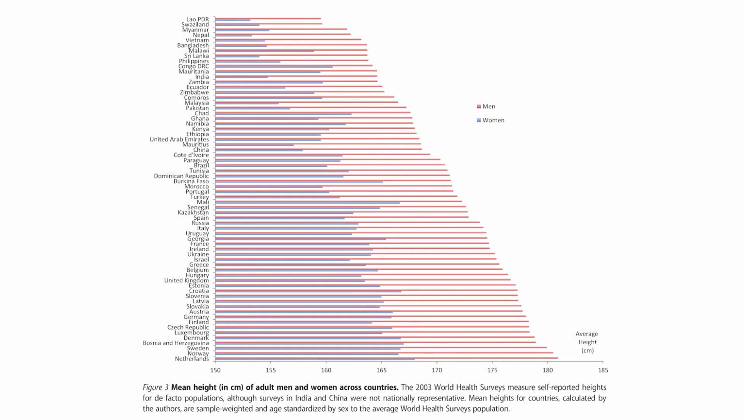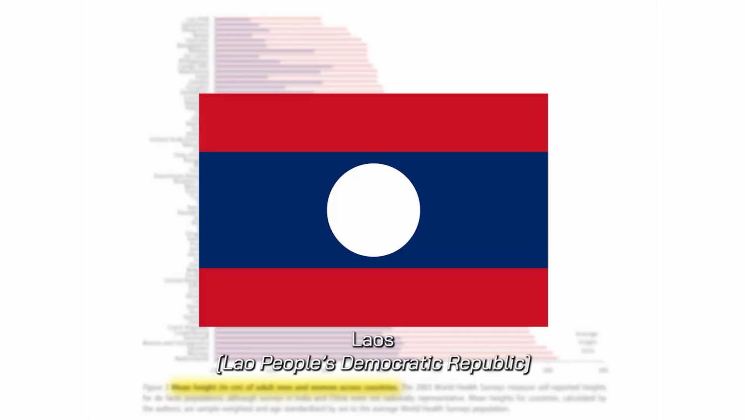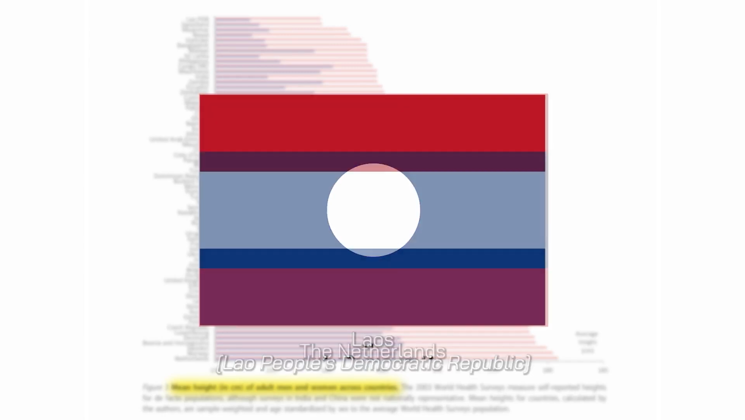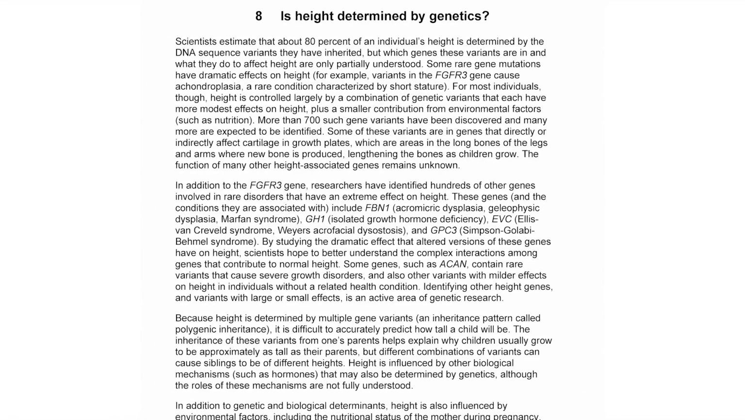And for the last section in the study, it has a graph for the average height for 66 countries around the world. And as it displays here, the average height varies from one country to another, where the country with the lowest median height is Laos, or Lao People's Democratic Republic, and the country with the highest median height is the Netherlands. So to explain why there are differences between races and why rich countries have taller people, it explains right here.